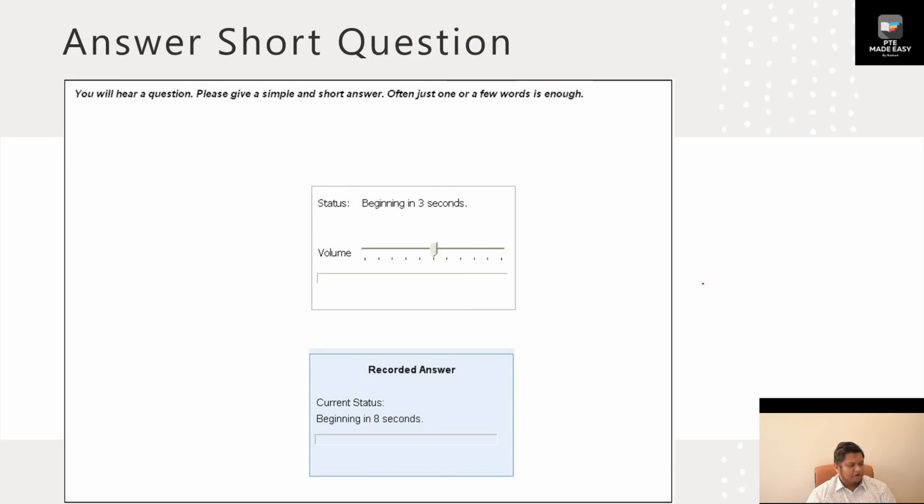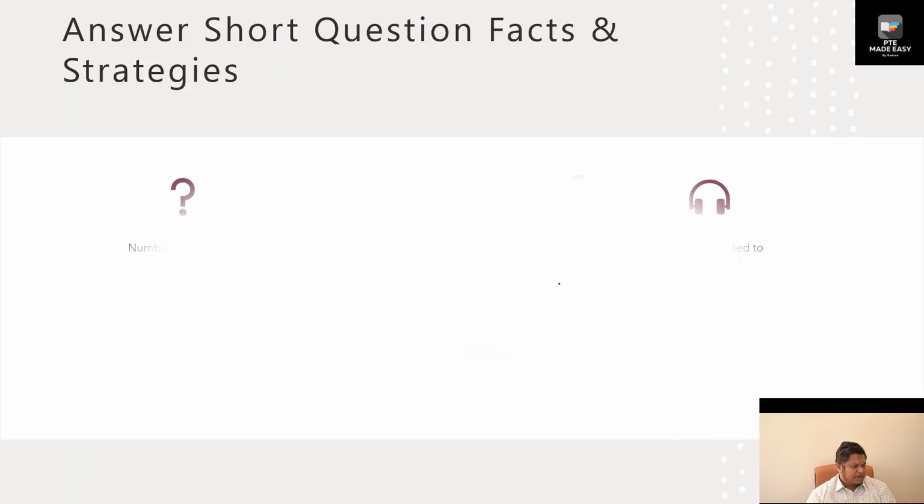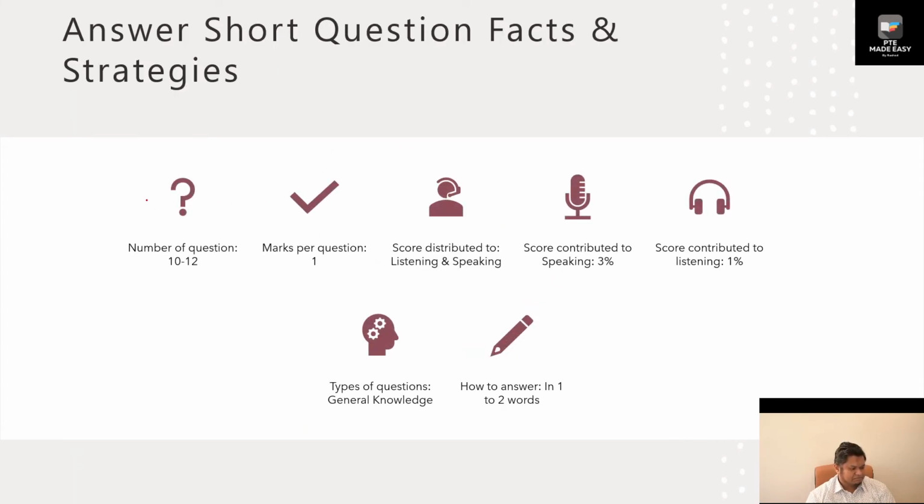The last question type for your speaking section is Answer Short Question. In this question, you listen to a question and you just give an answer in 1 to 2 words. This is not a very important question, so I'm not going to take a long time. The number of questions in this question type is 10 to 12. Marks per question is 1. Score is distributed to listening and speaking. As you can see, it contributes only 3% to your speaking and 1% to your listening. The questions are general knowledge based, and you answer in 1 to 2 words.